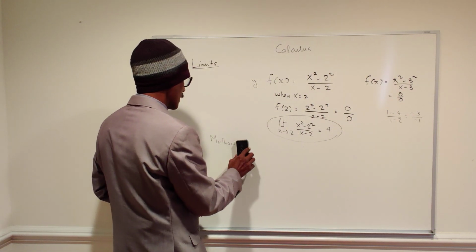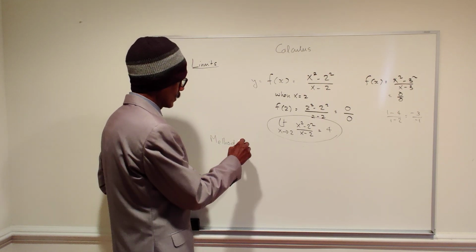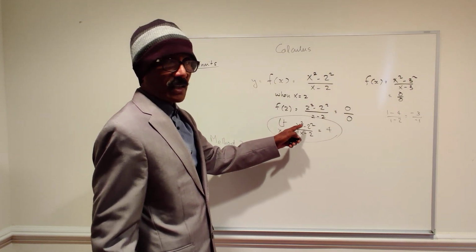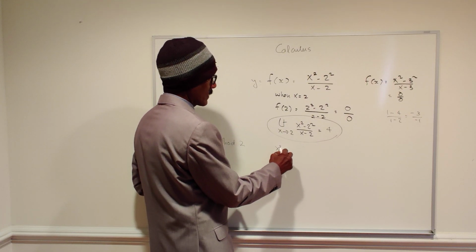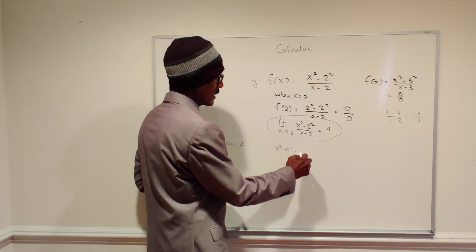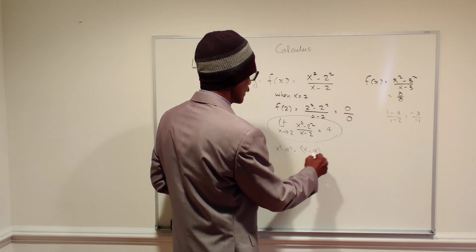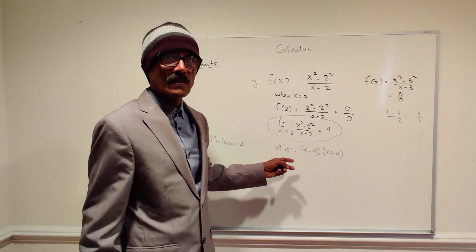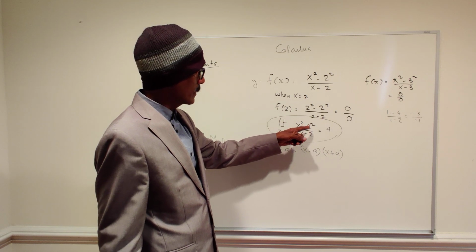Second method is the easiest method, I think. Method 2. You know how to factorize a square minus 2 square. What is a square minus a square? A square minus a square is x minus a times x plus a. So I use this identity to factorize the numerator.